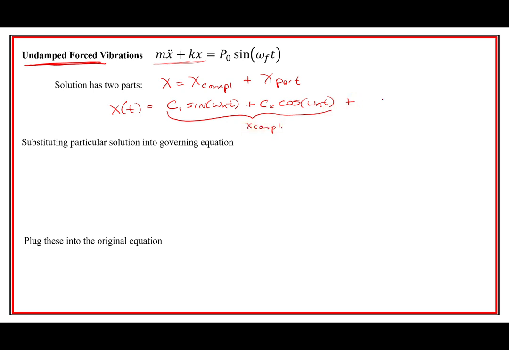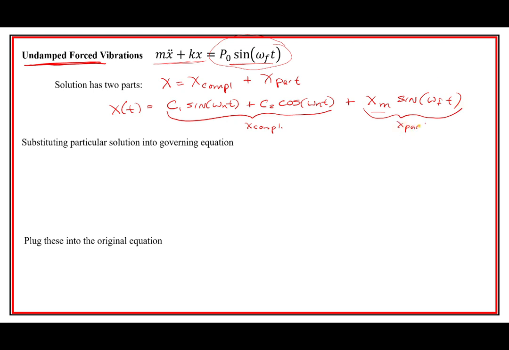But we're also going to have a particular part. And when you have some type of particular part, generally it will look a lot like the input, right? So this is like an input disturbance of our system. We'd expect the particular part to be of the same form. So we're going to go ahead and write xm times the sine of omega f t. So it's going to have the same frequency, but a different magnitude.